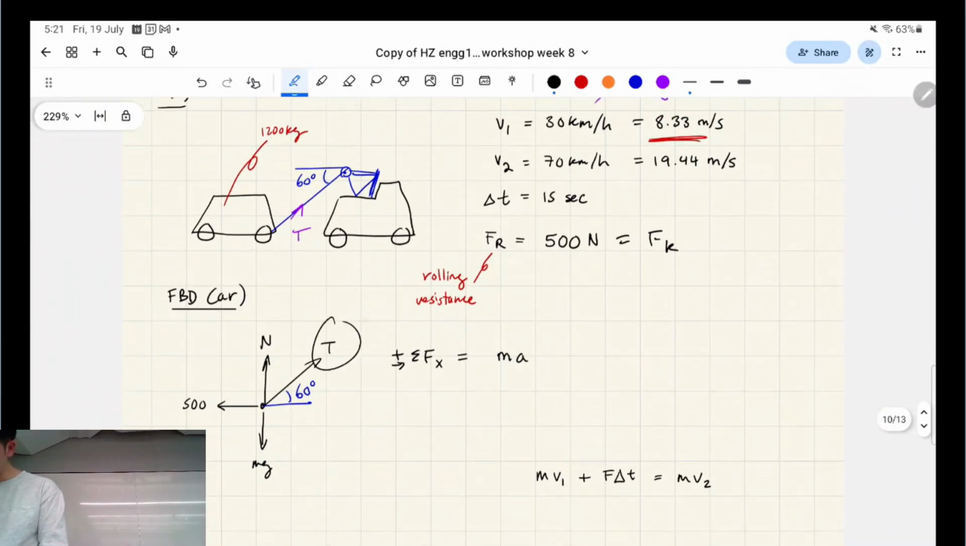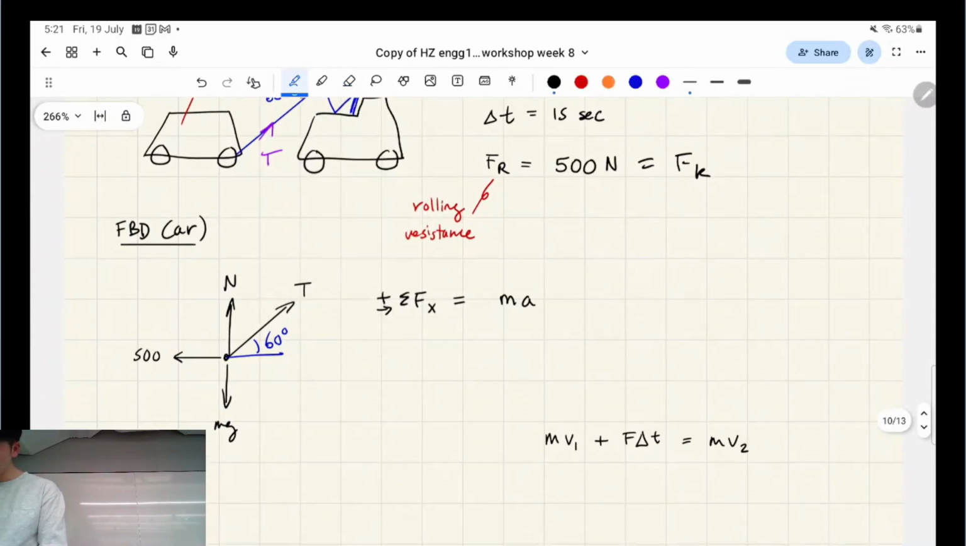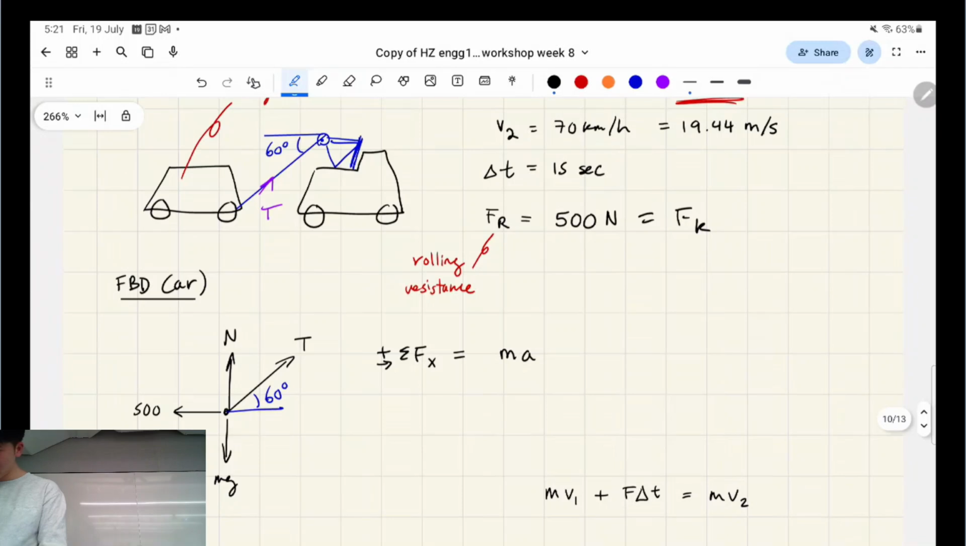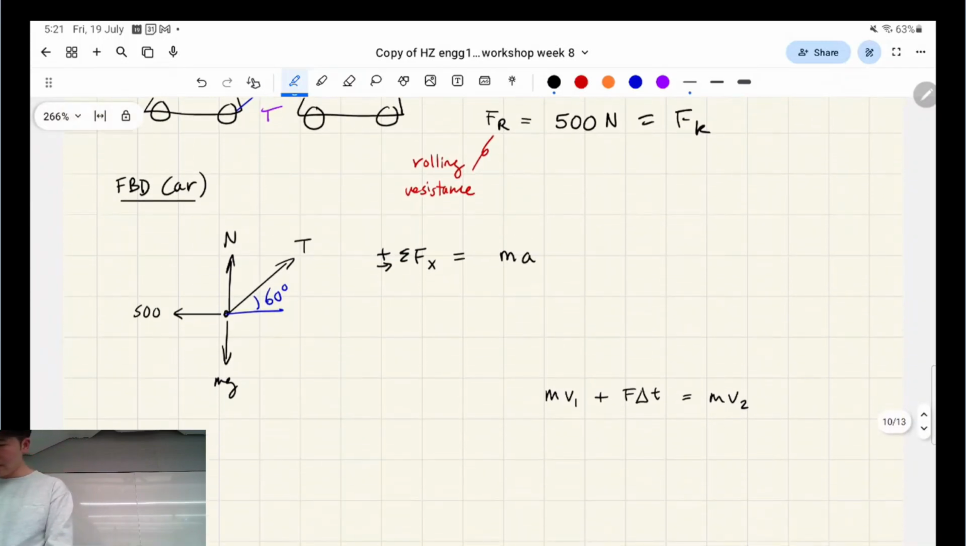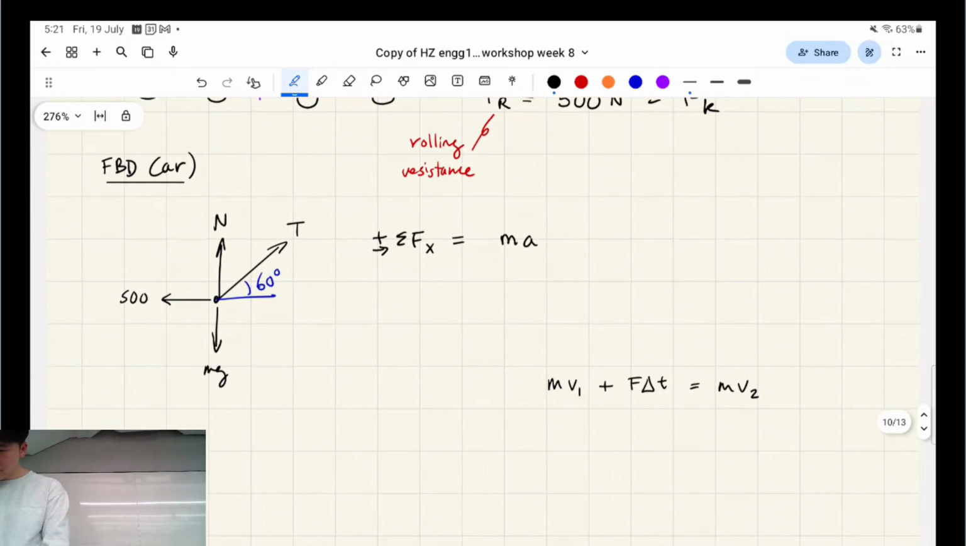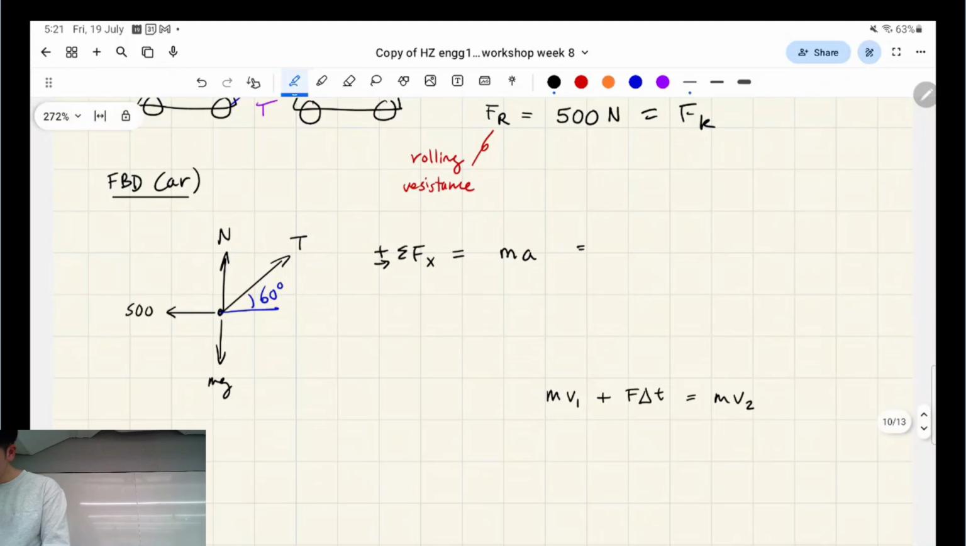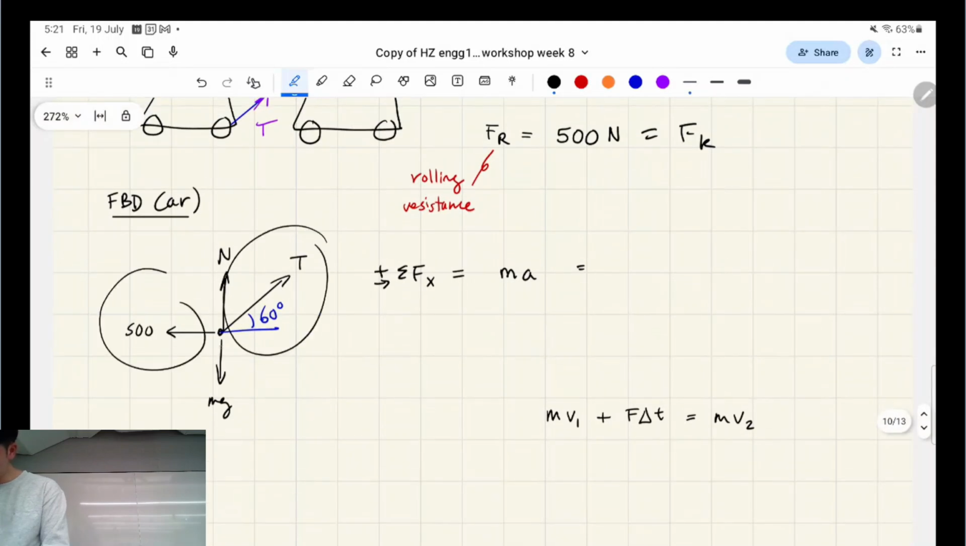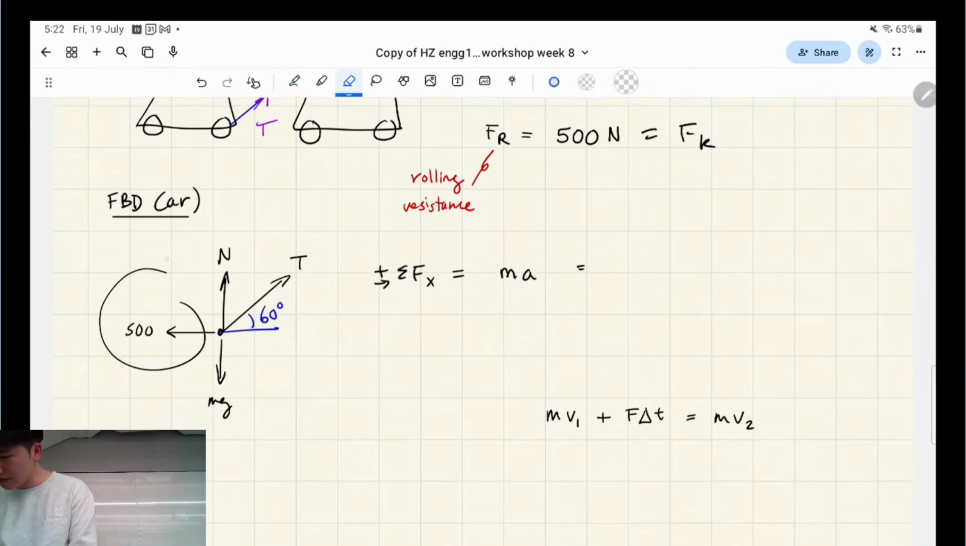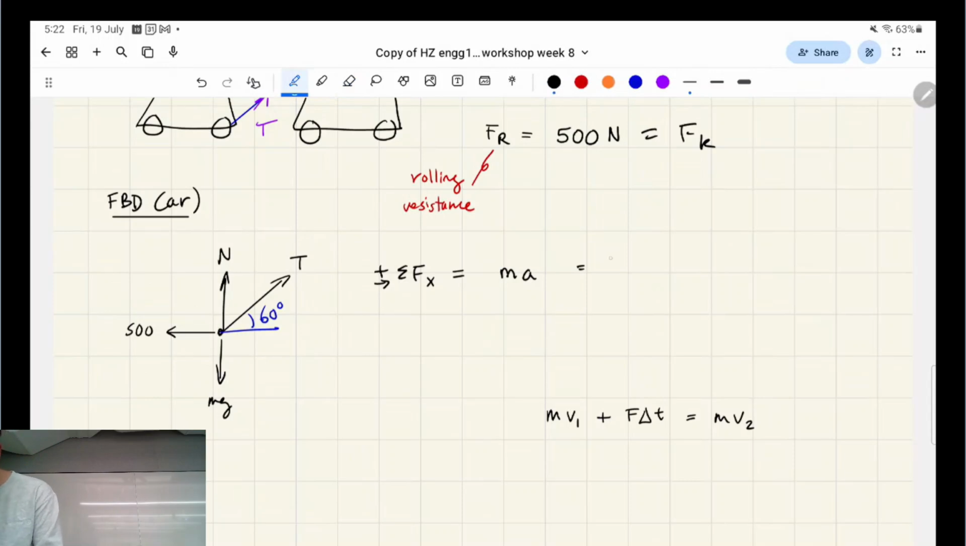Anyway, we have to find T in this. So we draw the free body diagram of the car. I've simplified it to just a particle. The sum of the x forces is equal to mass times acceleration. Let's look at the horizontal forces: that's the horizontal component of the tension, subtracting the rolling resistance of 500.